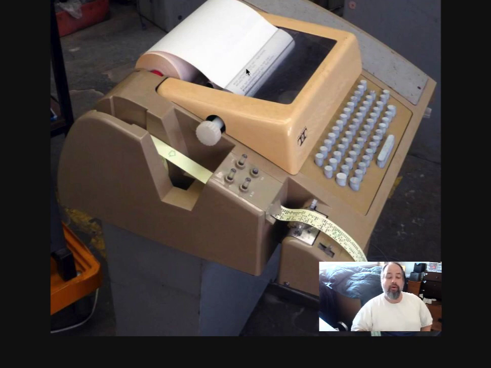Originally, they were machines like this, and they would be connected together over great distances. So you would have one in Boston, one in New York, and whatever you typed in Boston would print out in New York and vice versa, right?